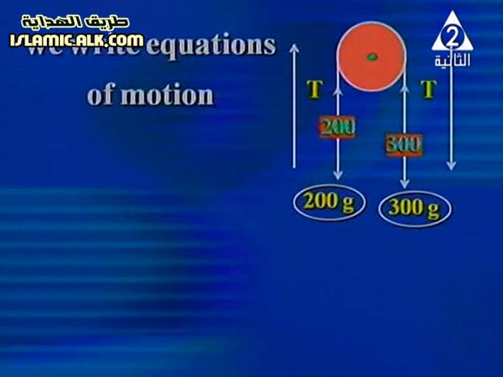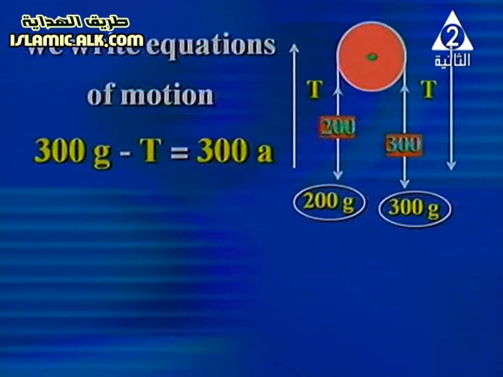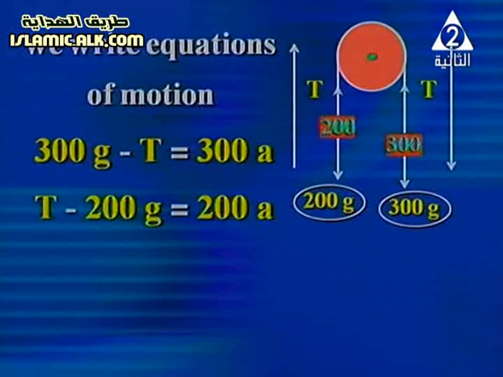Solution. Look, we write the equations of motion. We have two bodies. The first body has mass 300, the second body has mass 200. Then we form the equation of motion of the first: 300g minus T equals 300a. Then T minus 200g equals 200a, the equation of the second body.